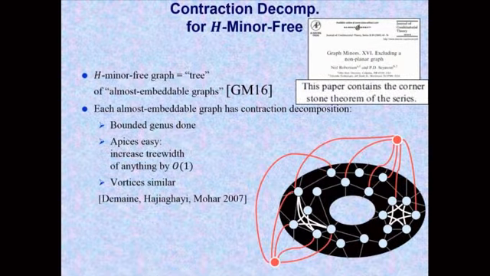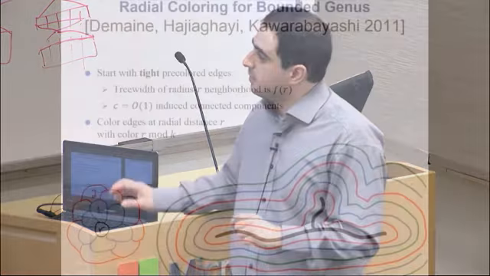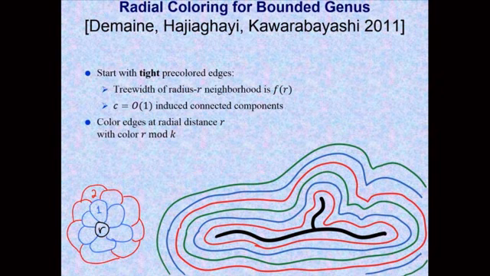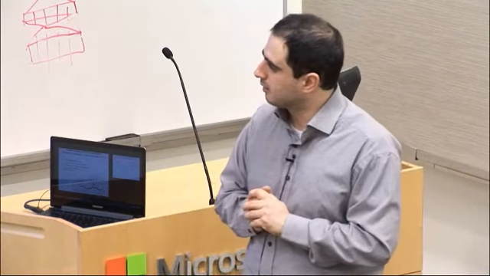Now, for H minor free graphs, we don't have any duality or anything. But anyway, I wanted to say something also more general. You can prove it here. So I want to say that actually this is the one that you needed for H minor free graphs. So I will just mention the main idea, and then we are essentially done here.